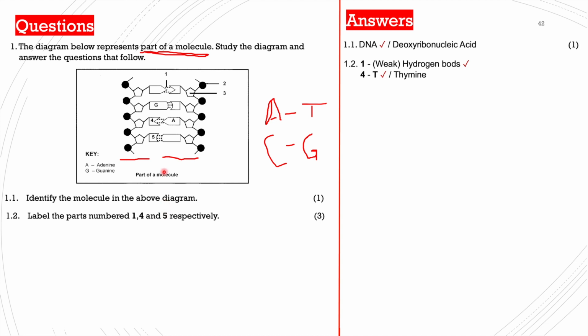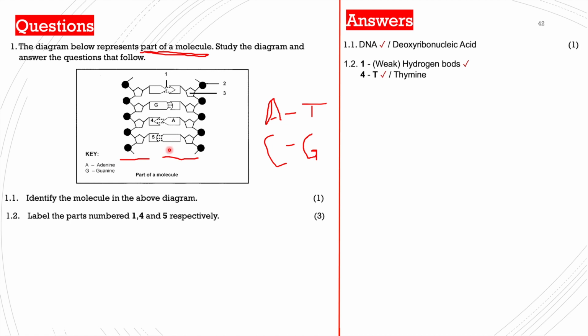And then 5. Let us check 5. So 5 is a nitrogenous base as well. But when you check on the complementary strand, when you check the complementary nitrogenous base, it is not labeled as anything. So where is your clue? Your clue is in the shapes of the nitrogenous bases.